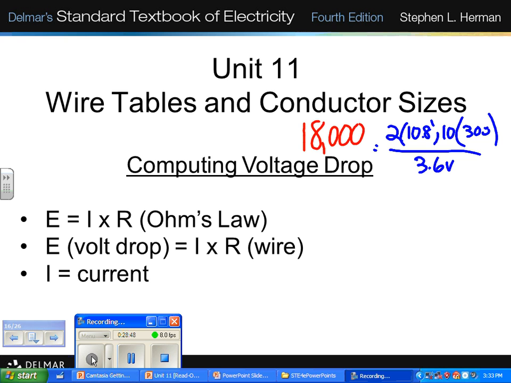That means that if you look up in the wire table, you'll find a wire that has a larger cross-sectional area than 18,000 circular mils, and that's the wire you're going to need to use. And by the way, that's about a number 4, I think. Off the top of my head, I'm not positive, but that sounds like a number 4, which is about 3 times bigger than a number 14 in cross-sectional area.